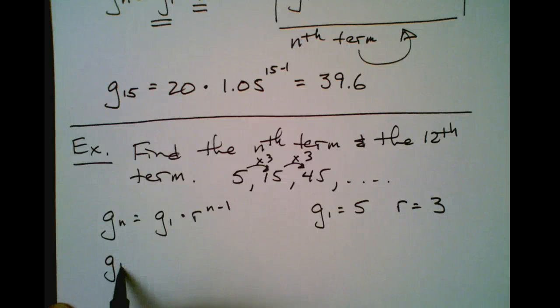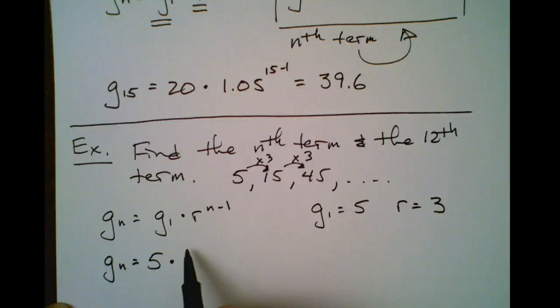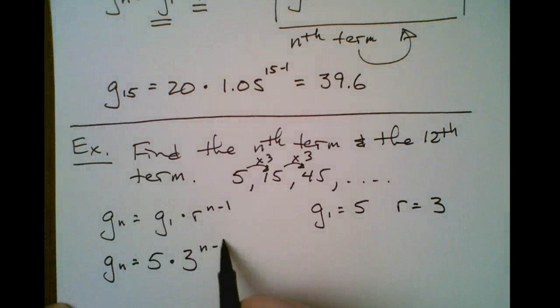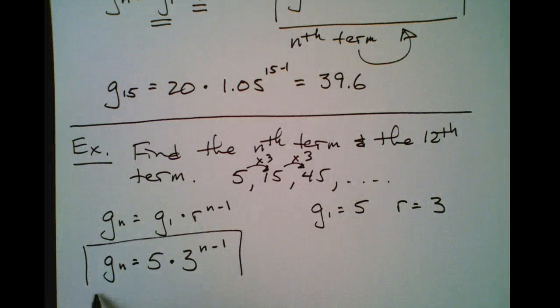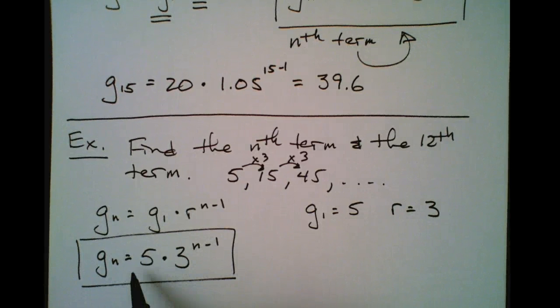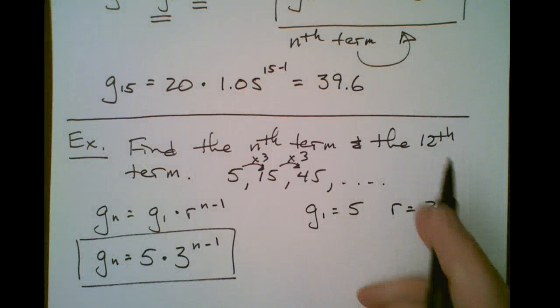So my nth term is going to be the first term, which was 5, times the common ratio, which is 3, raised to the n minus 1. Again, no simplifying to do. So that's the first part of the problem. We found the nth term, which is our formula. Then we're going to plug in 12 because we wanted the 12th term.